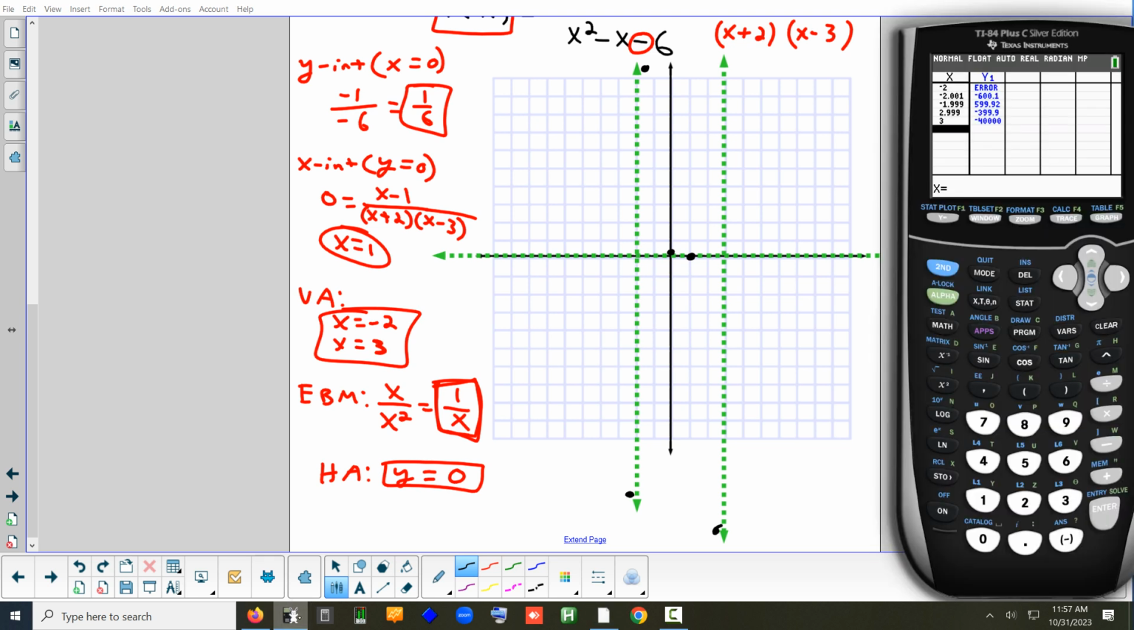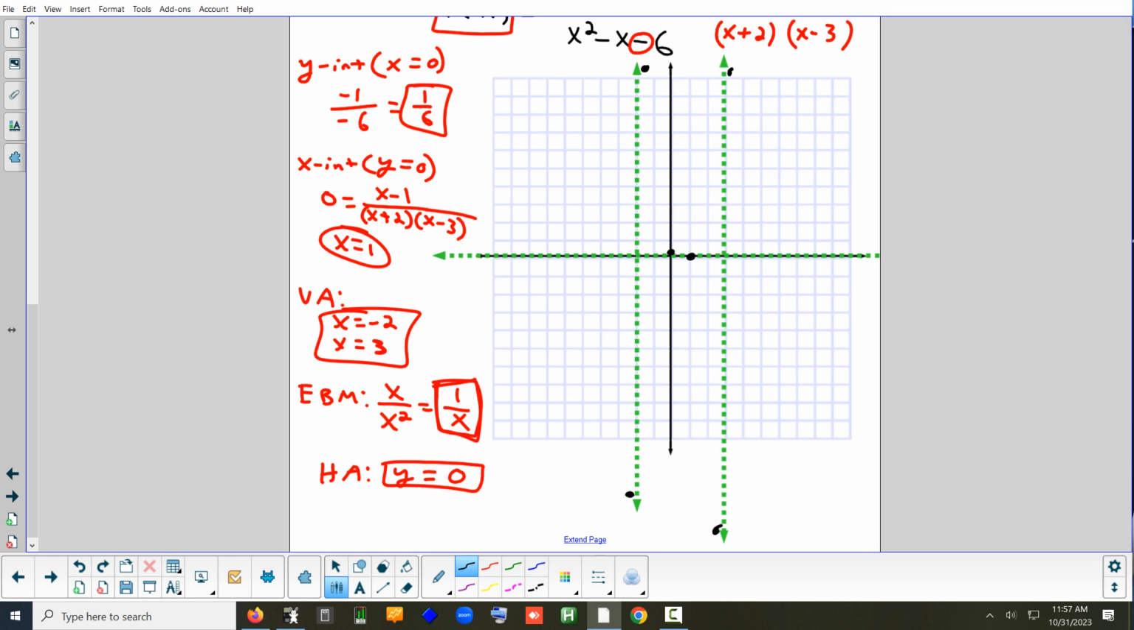And you can probably guess what's going to happen. We're going to be way up on the other side. What's a number a little bigger than 3? 3.001. If you put in enough decimals, it's just going to round it. But if you highlight it, you can see that it's not really that number. So a little bit bigger than 3, we're up at infinity. So way up here.